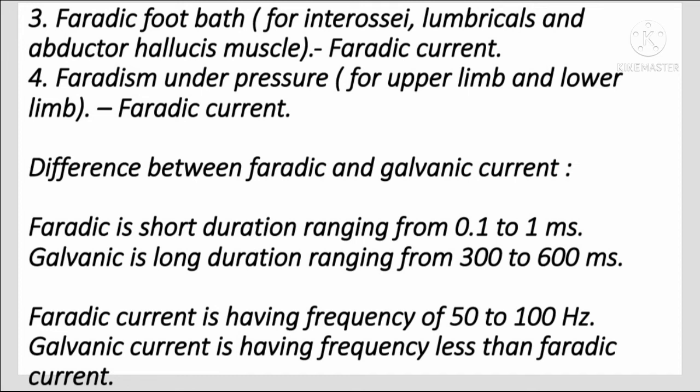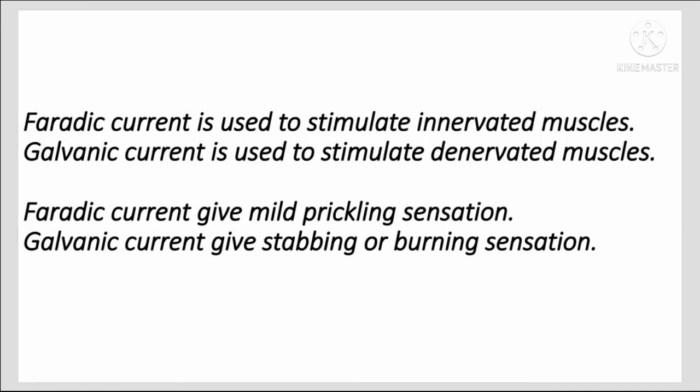Difference between Faradic and galvanic current. Faradic is short duration current ranging from 0.1 to 1 millisecond. Galvanic is long duration current ranging from 300 to 600 millisecond. Faradic current has a frequency of 50 to 100 Hz. Galvanic current has a frequency less than Faradic current. Faradic current is used to stimulate innervated muscle. Galvanic current is used to stimulate denervated muscle. Faradic current gives mild prickling sensation. Galvanic current gives stabbing or burning sensation.